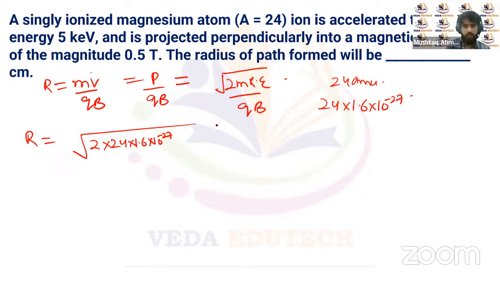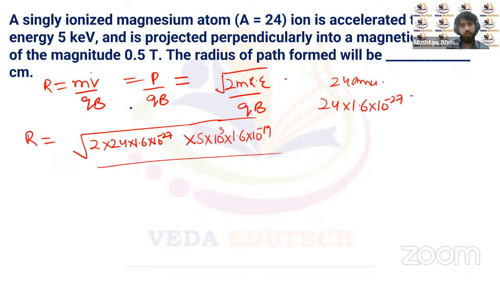And the kinetic energy is given as 5 kilo electron volts, right? That will be 5 into 10 to the power 3, and electron volt is nothing but 1.6 into 10 to the power minus 19. So upon QB, the charge on this, since it's singly ionized, will be 1.6 into 10 to the power minus 19, and the magnetic field is 0.5 Tesla.